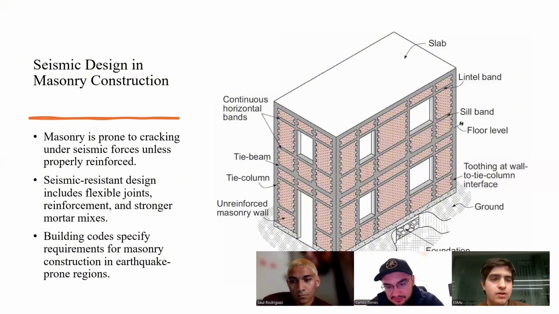Therefore, for this part, there are also building codes and standards. These adhere to the modern seismic design codes, such as those established by the International Building Code, that is the IBC, and ASCE 7. These ensure compliance with the best practices for earthquake-resistant masonry construction.